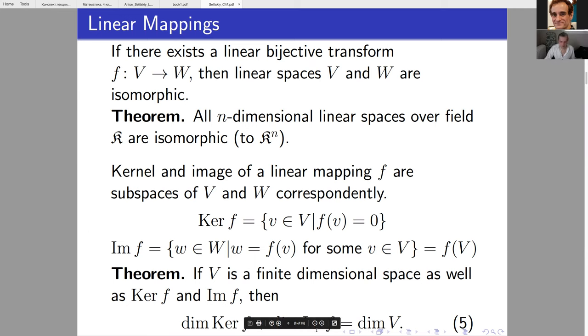And there is a theorem about the dimensions of kernel and image. It says that for a finite dimensional space V, the dimension of V is the sum of the dimension of the kernel and the dimension of the image. But it's important to note here that it doesn't mean that V can be represented as a sum of kernel F and image F. Well, if W is equal to V, which is the next topic, then kernel and image will be from the same space. And it doesn't mean that V is the sum of kernel and image.